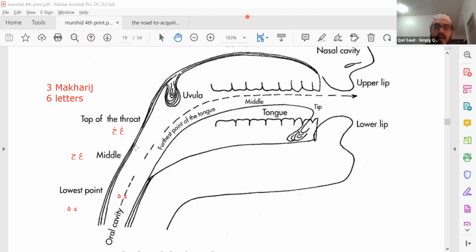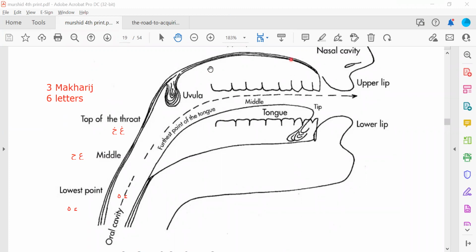Okay, moving to the top of the throat here, we have again 2 letters, ghayn and kha. Now, take your finger and place it in the top part of your throat and say ghayn. Do you feel that part vibrating? Yes or no? Type in 1 or 2. Ghayn. And try to keep saying it.